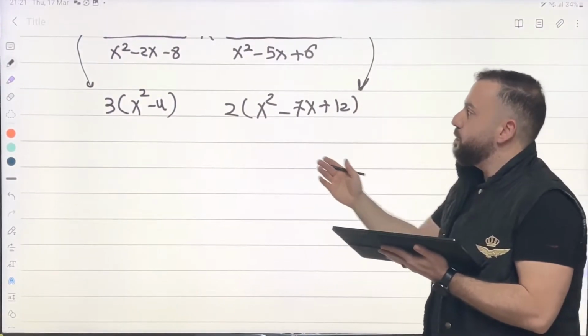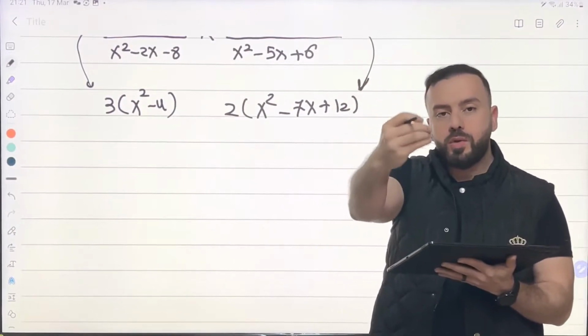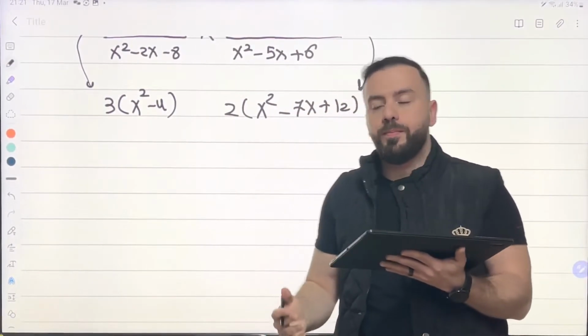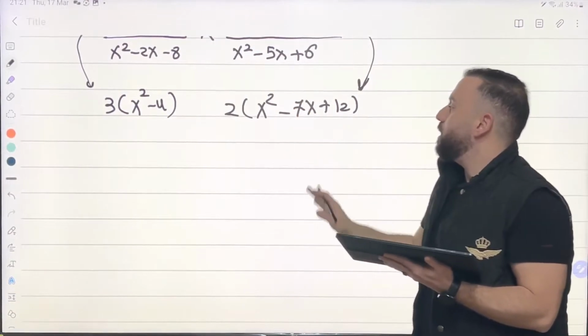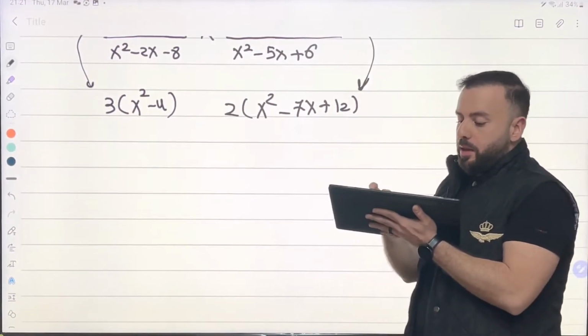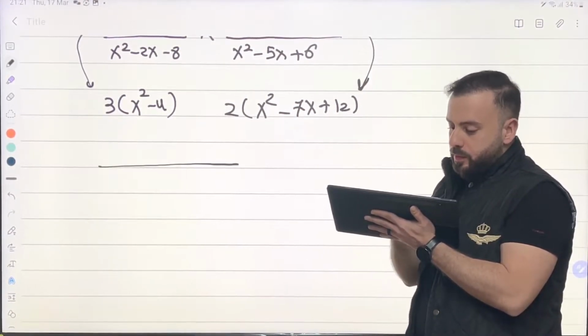But what about the denominators? First, we need to go step by step. Now, is it ready? Yes, it is ready. Now I can multiply.